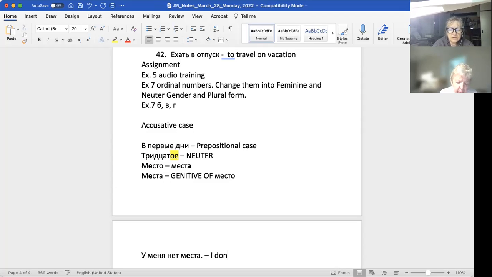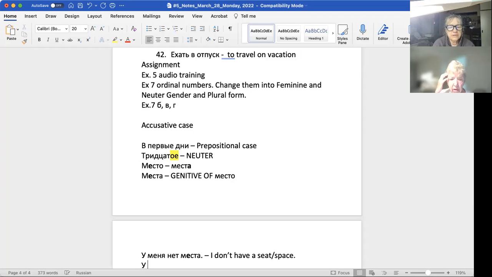У меня нет места. Or seat, or also место can be a space. Another meaning of место is a space. У меня нет места. I don't have a seat, or I don't have space. I knew it was seat here because of the theater.